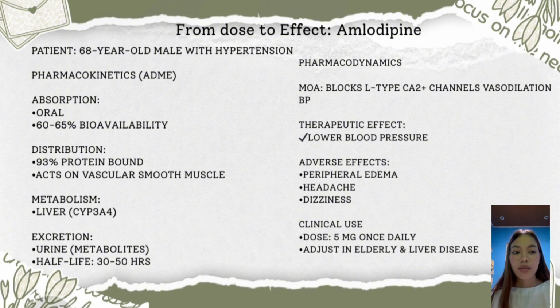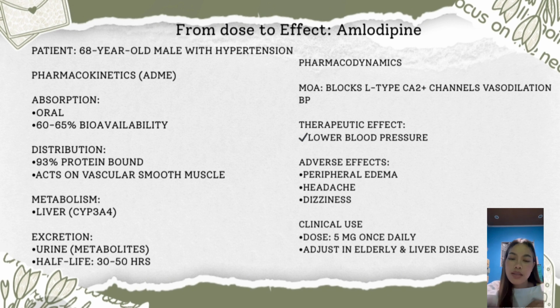So the last is the excretion. The metabolites of amlodipine are excreted primarily in the urine. Its half-life is long, about 30 to 50 hours, which allows once daily dosing. Because elimination is slow, steady-state levels are maintained, providing consistent blood pressure control. Renal impairment usually does not require major dose adjustment since the drug is metabolized in the liver.